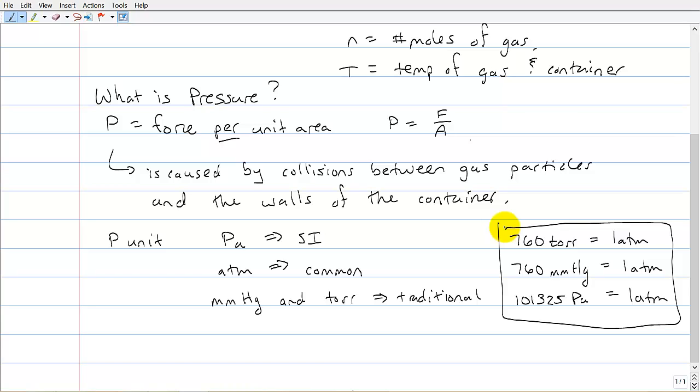So pressure, the key thing is it's caused by collisions between gas particles and the walls of the container. And we're going to take that to the next level and make that into a theory and see if it matches what the experiments gave us.